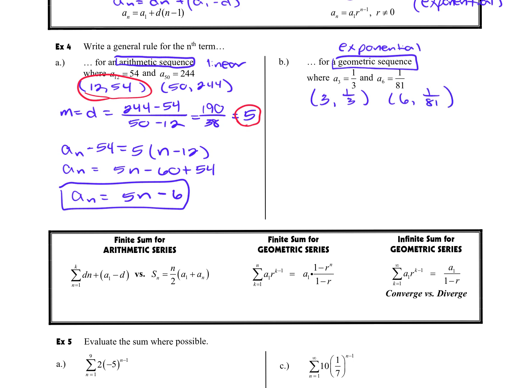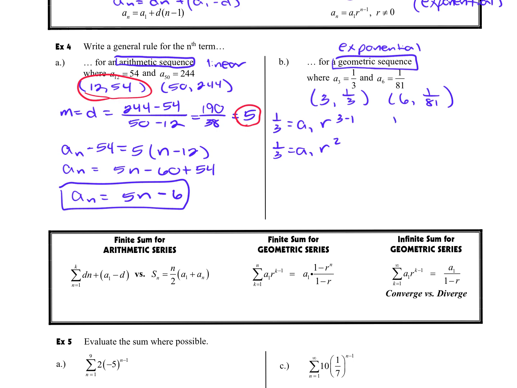Then I'm going to go ahead and substitute everything I can into my formula. So I'm going to say 1/3. I don't know the first term. I don't know the ratio, but I do know that my n was 3, so I can say 3 minus 1. So this will become 1/3 equals a sub 1 r squared.